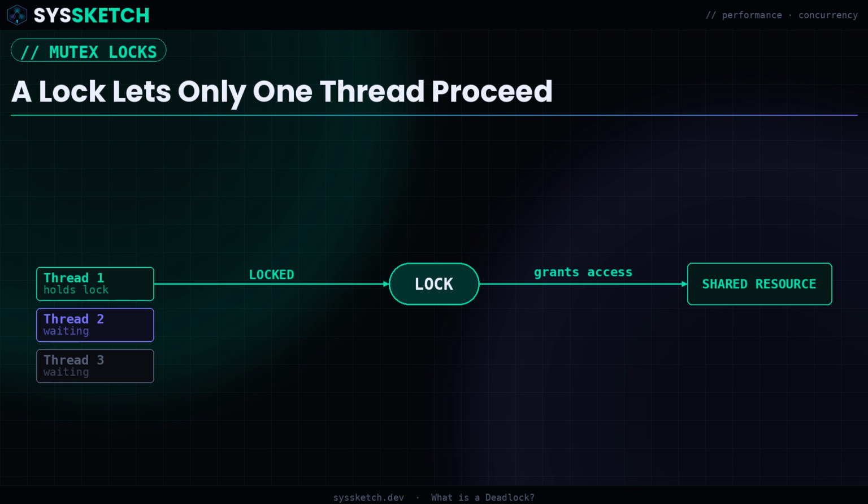Locks exist to prevent data corruption from concurrent writes. The problem is not the lock itself. The problem is how multiple locks interact when threads acquire them in different orders.